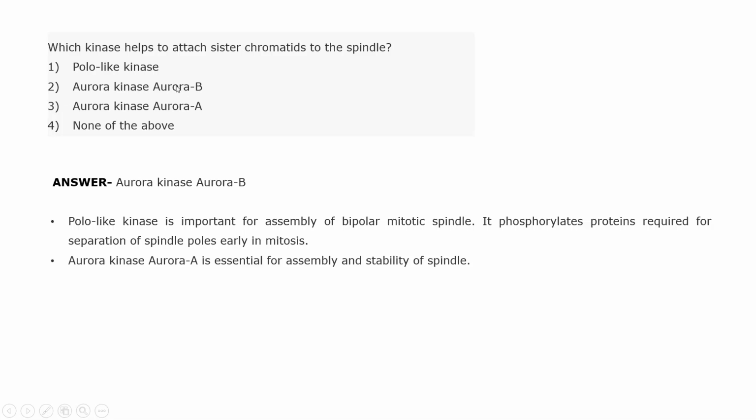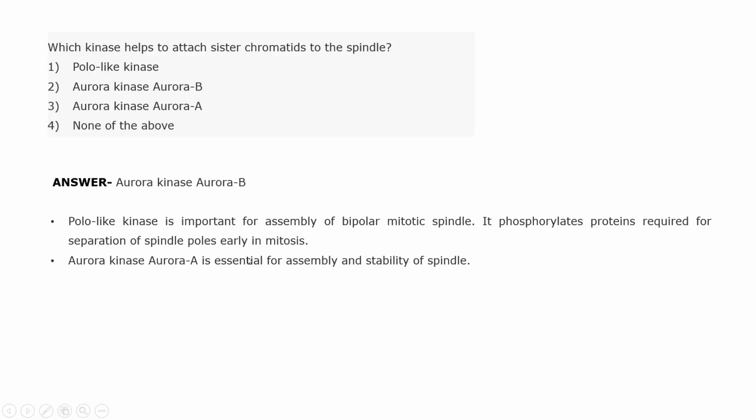So polo-like kinase, as we have discussed before, one of its functions is that it can lead to de novo generation of centrioles. If polo-like kinase is overexpressed, it can lead to de novo assembly of new centrioles, even if pre-existing centrioles are absent. We have discussed that before in the case of ciliogenesis, right? It is also important for the assembly of the bipolar mitotic spindle. It phosphorylates proteins required for separation of spindle poles early in mitosis. So it doesn't help in the attachment of sister chromatids.